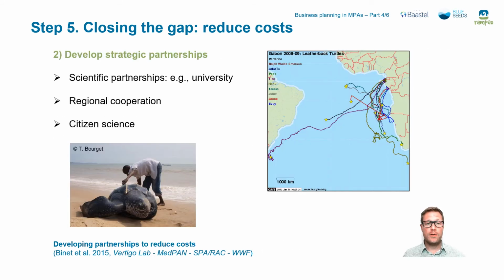Another way for an MPA to reduce its cost is to develop strategic partnerships. For example, scientific partnerships with a university. A partnership with a university or a research institute will allow scientists to conduct research inside the MPA in exchange for researchers sharing their data and results with the MPA itself. It is possible to enhance regional cooperation where results and efforts can be shared and distributed across a network of MPAs. And finally, citizen science can bring data collected freely by volunteers.